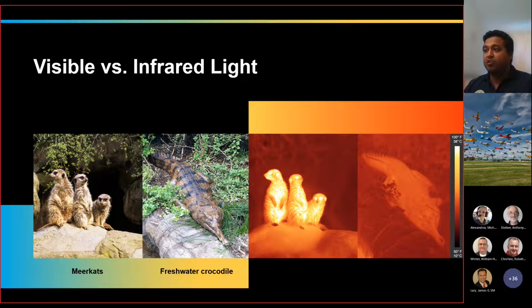The other is a freshwater crocodile just out of water. So you can see that is far lesser in temperature. The same applies to the stars, but with distance, right? You can actually see which one is hotter, which one is colder, and which one is more recent. So that's why infrared light gives you an amazing new perspective.